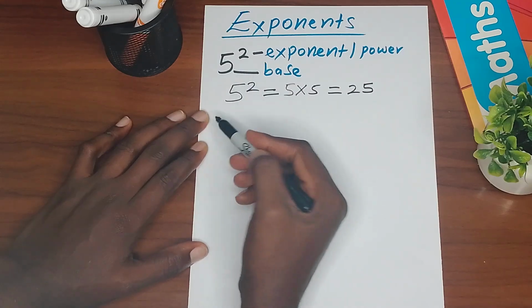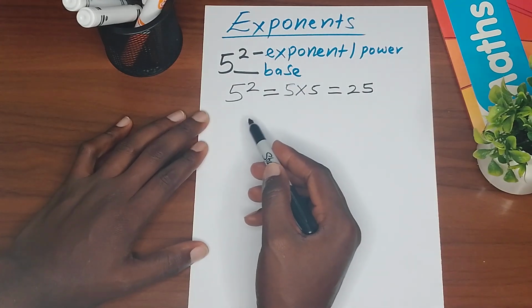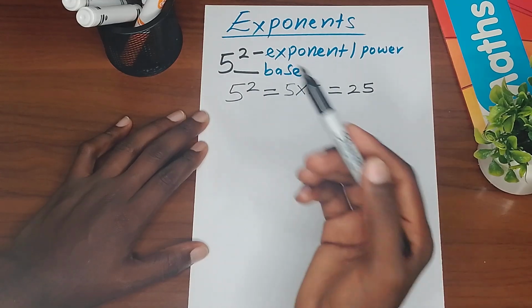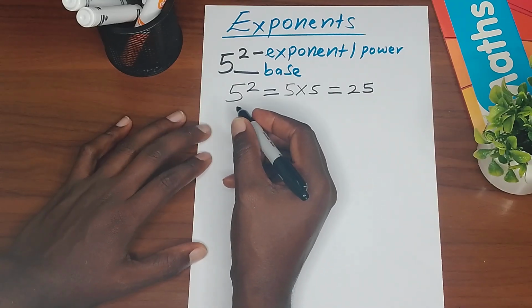Most students are confused and they say this is 5 times 2. It's not 5 times 2. It is 5 times 5. There are two 5s. Let's get another example here.